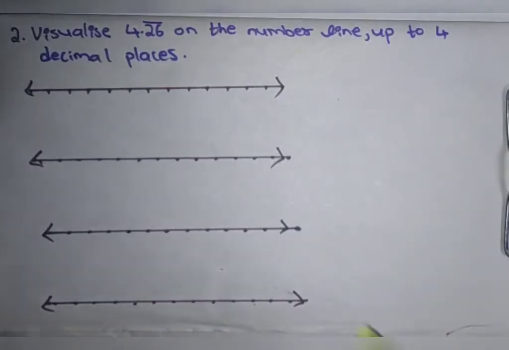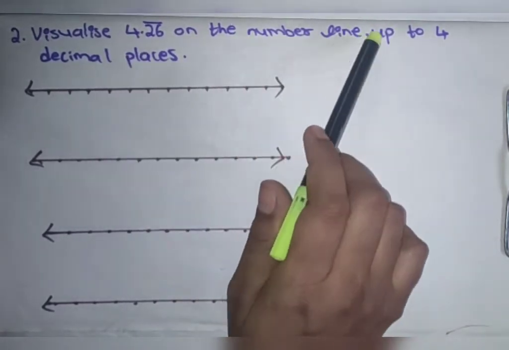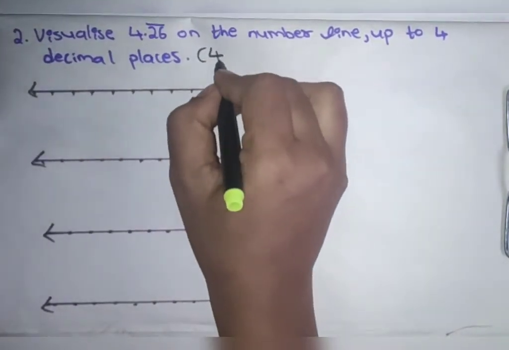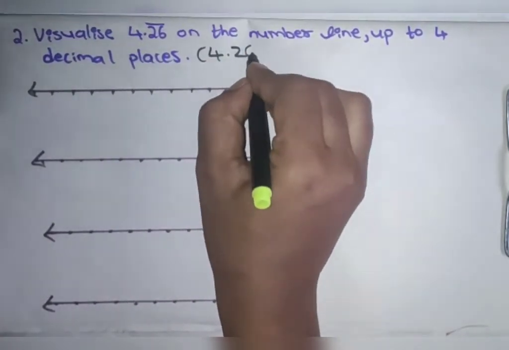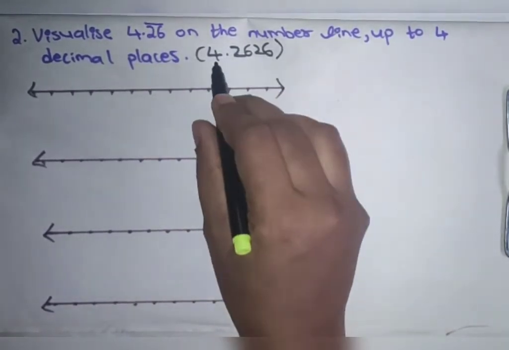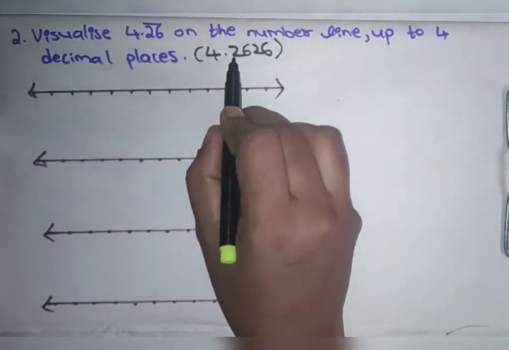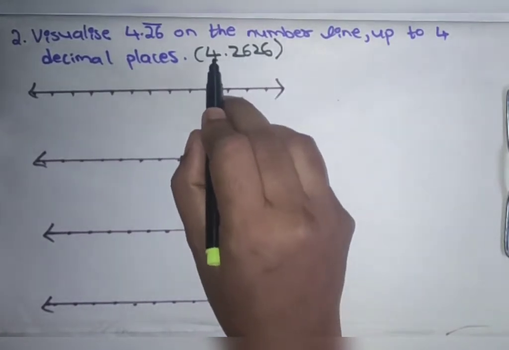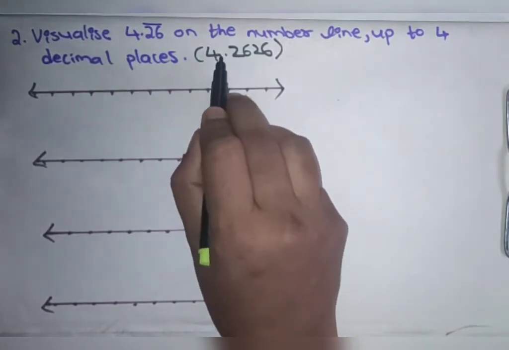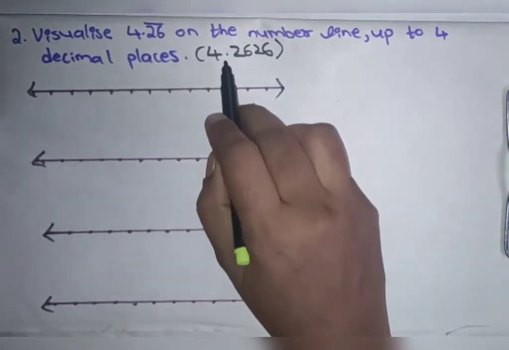Now we will see the second question. Visualize 4.26 recurring on the number line up to 4 decimals. See, up to 4 decimals means what we have to represent? 4.2626, 1, 2, 3, 4 decimals. So this we have to represent on the number line. Now first we will see one decimal. So don't get tensed by seeing all these numbers. You have to see only one by one.